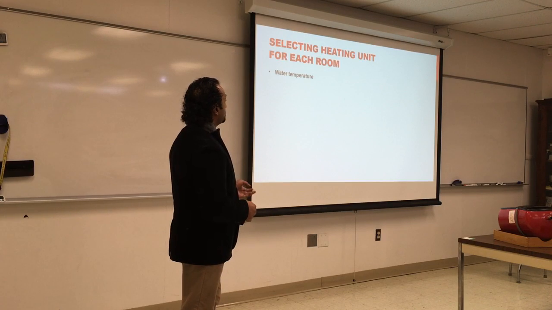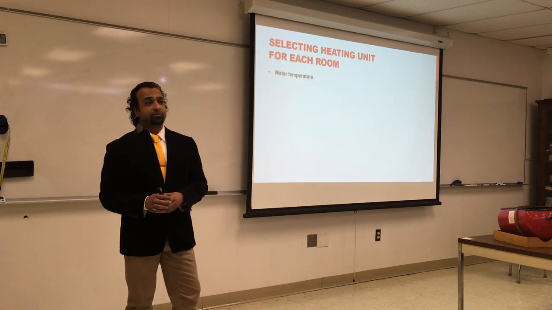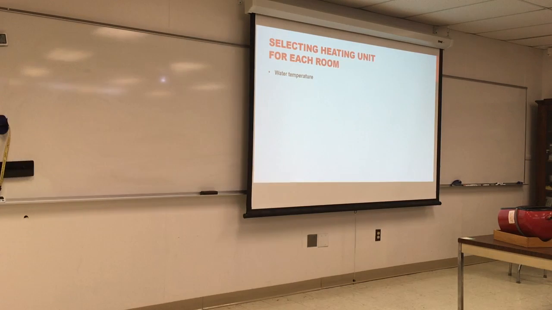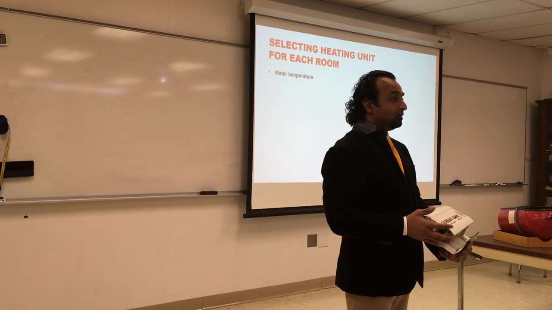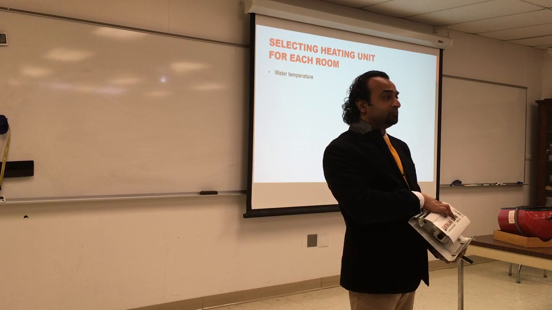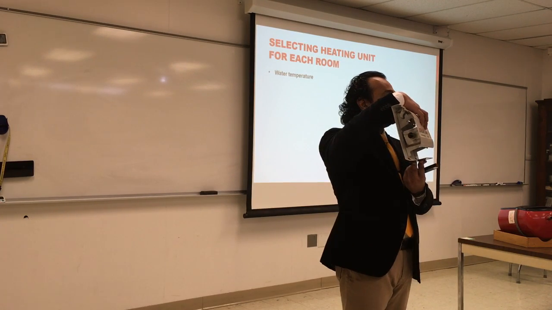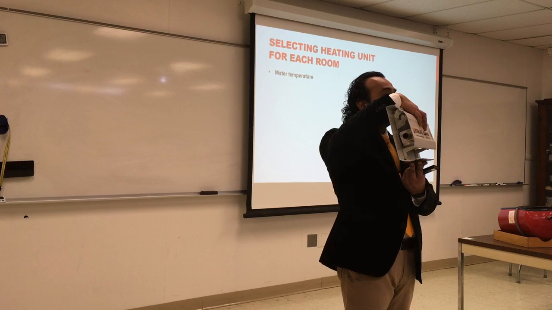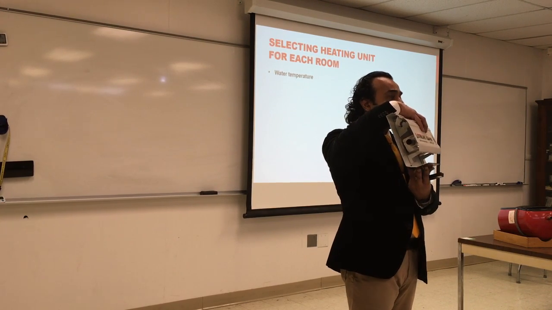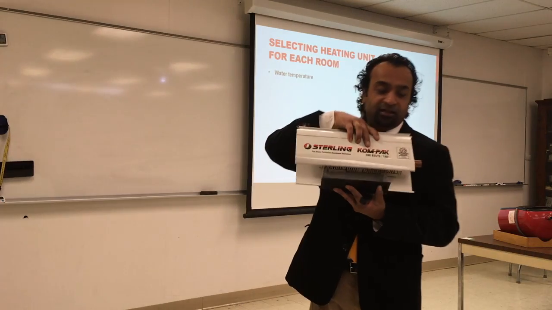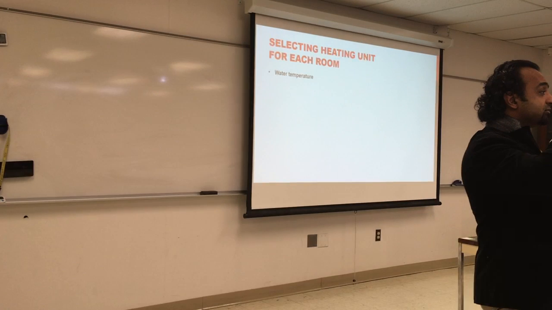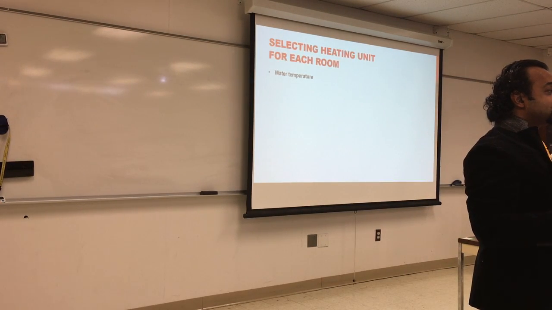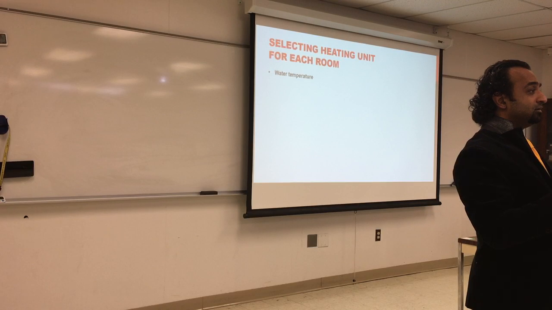So, heating unit for each room. We think about the water temperature. If we look at these sample radiators, what does it say on it? Can you see? It says 590 BTUs at 180. Yeah, 590 BTUs for 180 degrees Fahrenheit water inside the tube, and that's per foot. This is a foot. So per foot.